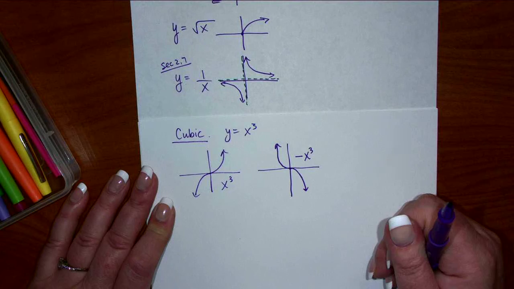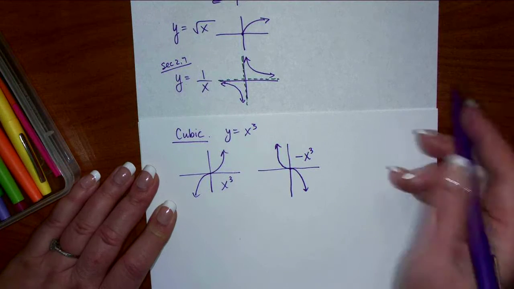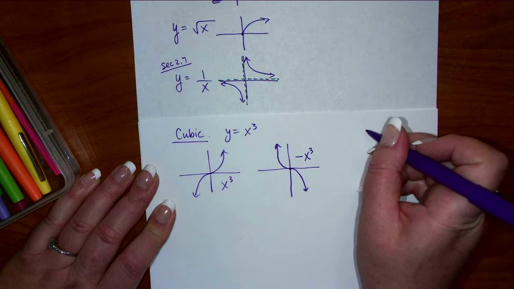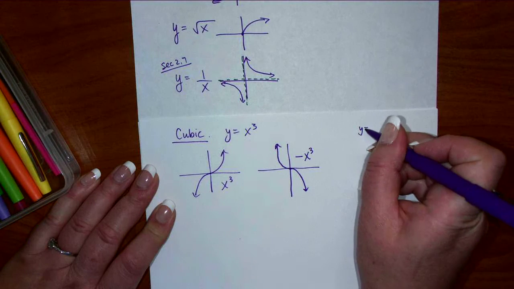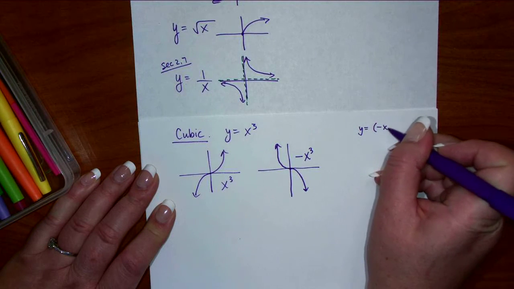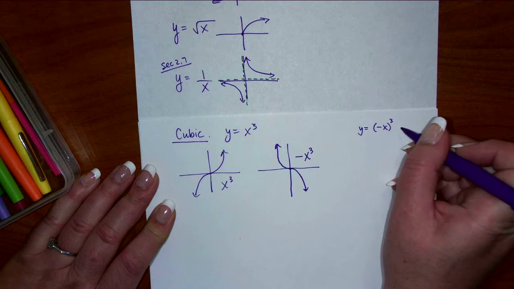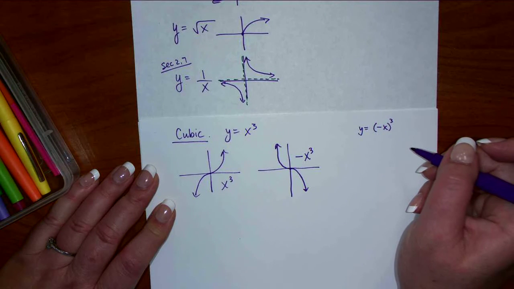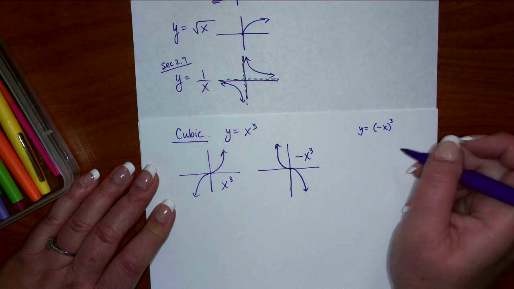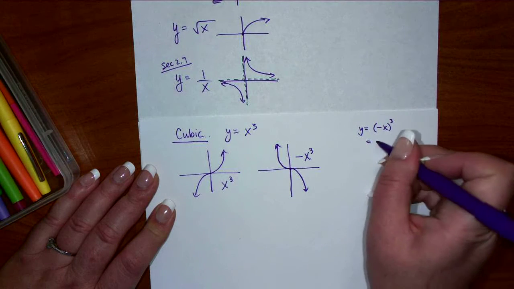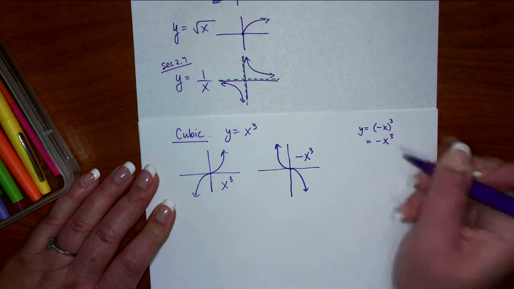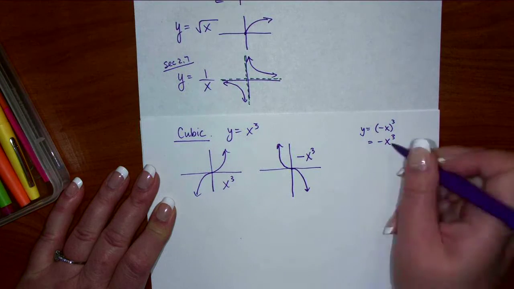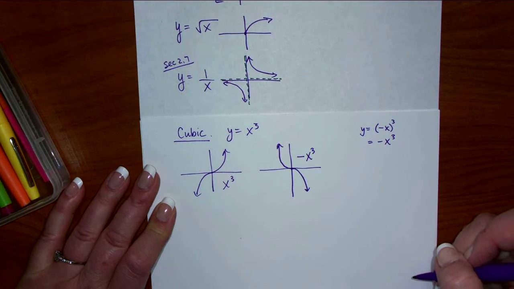Now, if we have the minus inside the x cubed bracket, so if we had, for example, a minus x in here, that's the same as saying minus x cubed, because minus times minus times minus is a minus, so these are the same. So that's the two possibilities. Okay, let's do a few graphs of that.